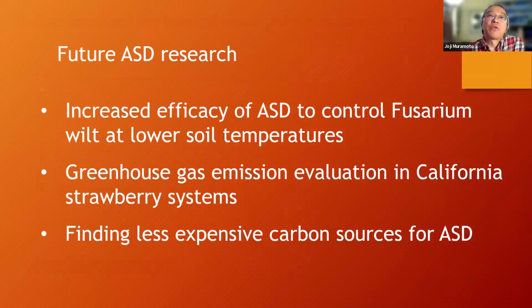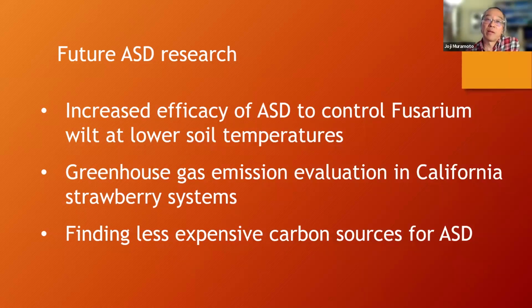So for future ASD research, we need to increase the efficacy of ASD to control Fusarium wilt at lower soil temperatures. We are running some experiments for that. And greenhouse gas emission evaluation in California strawberry systems. There's data from Florida systems indicating the N2O and CO2 emissions were similar to fumigation.